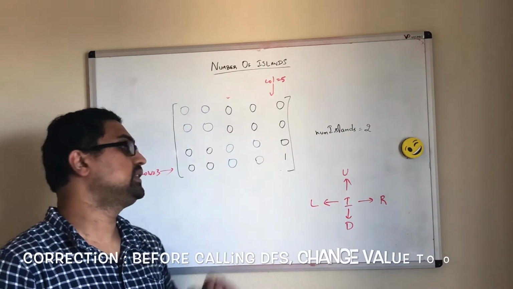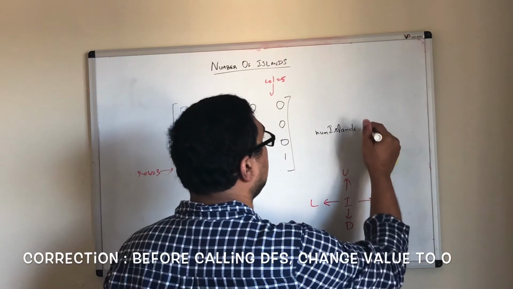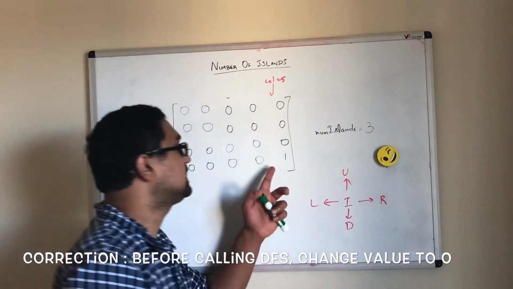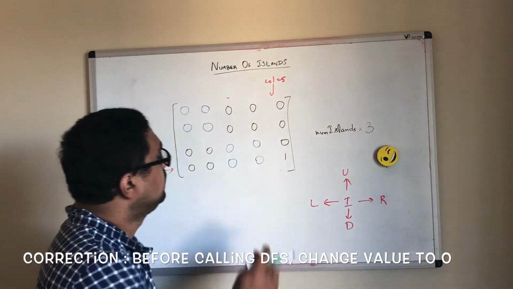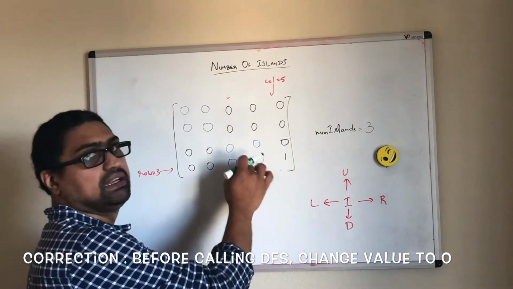Okay, this value here is equal to 1, that means we have found another island. So let's increment the number of islands by 1. Now let's explore the neighbors of this island here, or the neighbors of this element here. So first let's visit the left neighbor.